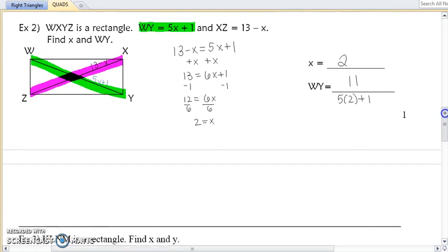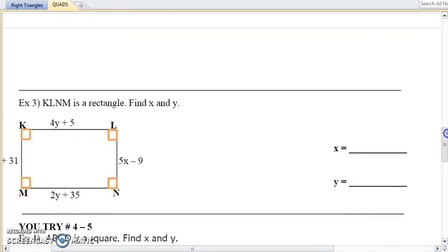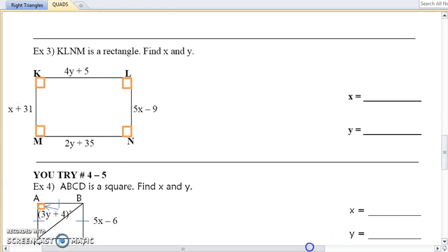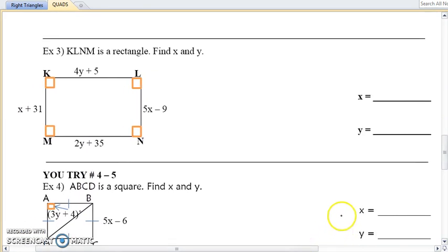Alright, let's try a few more example problems. For example 3, we are given that KLNM is a rectangle. We want to find x and y. There's a rectangle, so we're already given that we have 90-degree angles in each of the corners. With this, I'm thinking I need to find out what x is, I need to find out what y is.